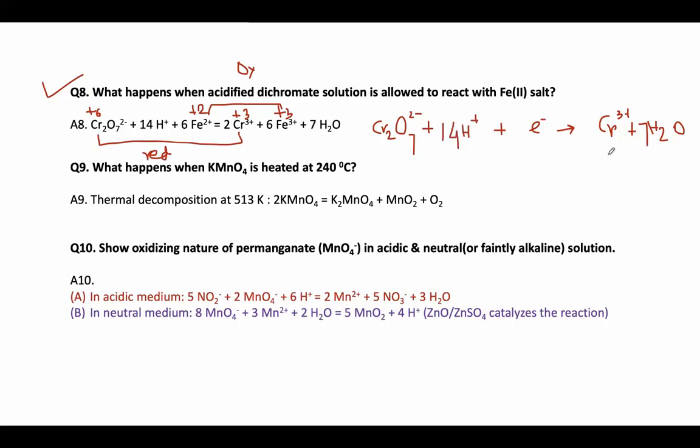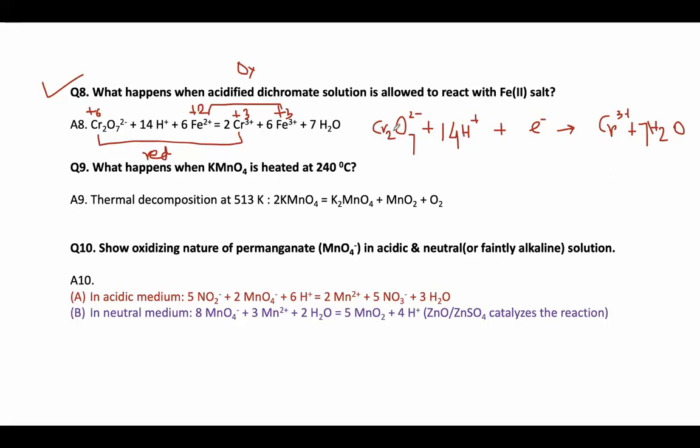Oxygens are balanced. Now you can see in this case, the net charge: here we have 14 H+, 1 electron and a di-negative charge. So the electron, 1 electron, and the 2 negative charges make 3. And 14 minus 3 is 11. So 11 positive charge is there on the left hand side, but on the right hand side there is 3+ charge.